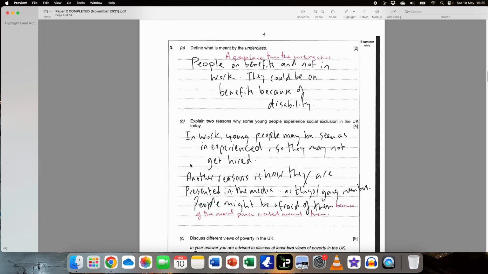Another point which you can put down for why young people experience social exclusion in the UK is that they're presented in the media as thugs and gang members and violent. And therefore, people might be afraid of them because of the moral panic that's created around them. So the question is asking two reasons why young people get left out. So you need to give two reasons why they're left out and two places that they're left out of. The first place I put is work. Second place I put is society. The reasons are work sees them as inexperienced. Society is shaped by how they're presented in the media and they're scared of them.